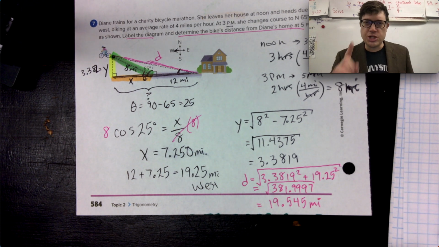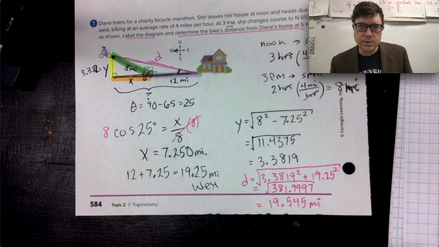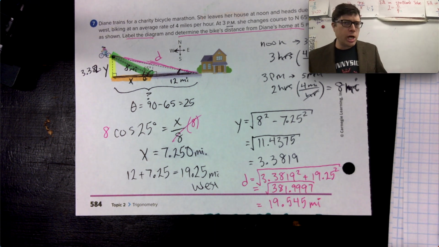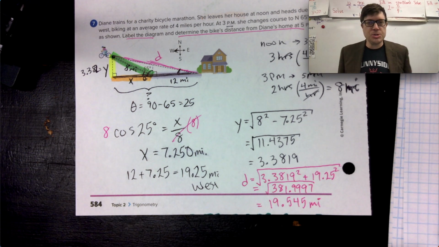Cosine is the adjacent side divided by the hypotenuse. And once you know two sides of a triangle, you can keep using trig. However, you could also use Pythagorean theorem, and that's what I'm using right now.